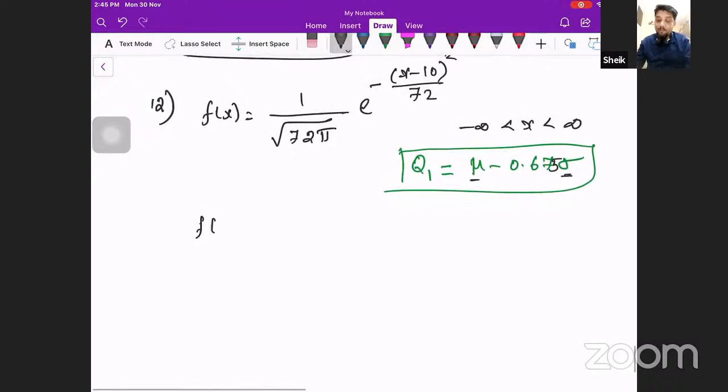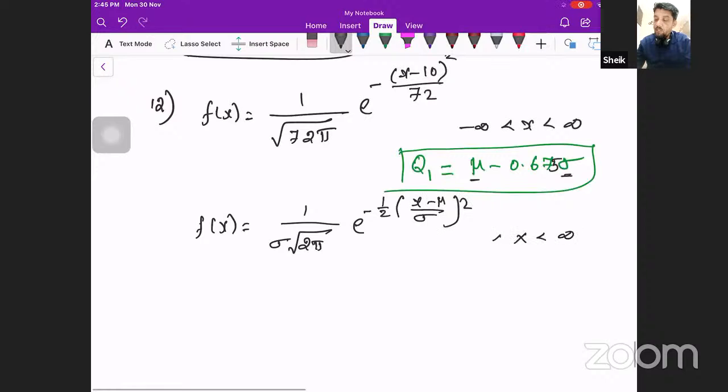Just compare this with our original formula for a probability density function. What is it? It is 1 by sigma root 2 pi e power minus half into (x minus mu by sigma) the whole square. In the examination, no need to write anything. Just do what I'm saying.